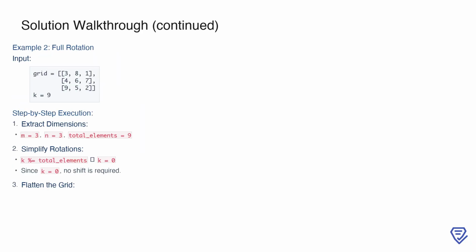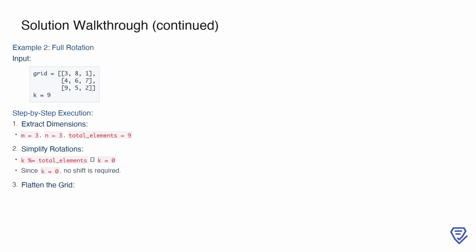In this example, we explore a scenario where the number of shifts equals the total number of elements in the grid. The grid is 3 times 3 with 9 elements, and k is also 9. First, we extract the dimensions, 3 rows and 3 columns, giving us a total of 9 elements. Next, we simplify the rotations using the modulo operation. Since k is 9 and the total number of elements is also 9, the result is k equals 0. This means no shifting is required, as a full rotation brings the grid back to its initial state.